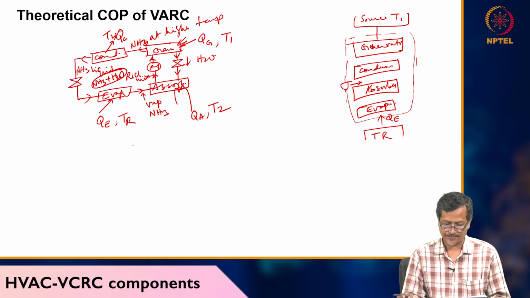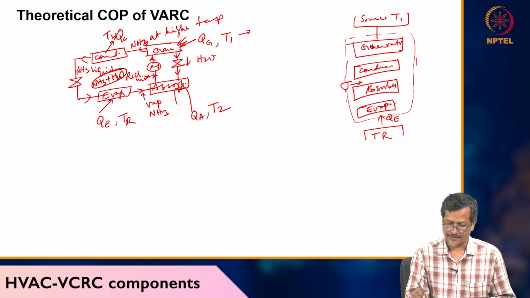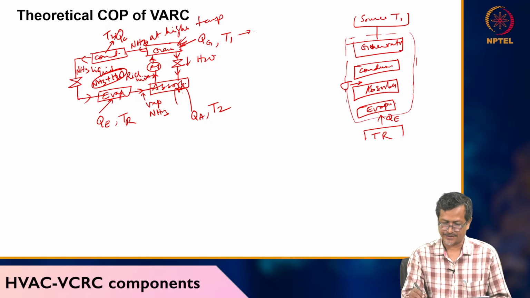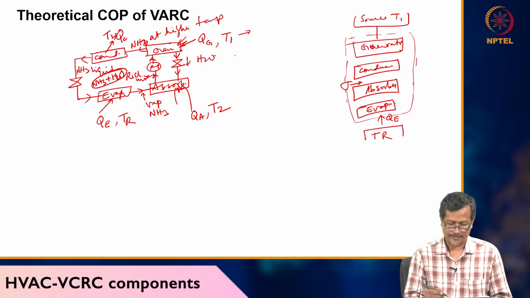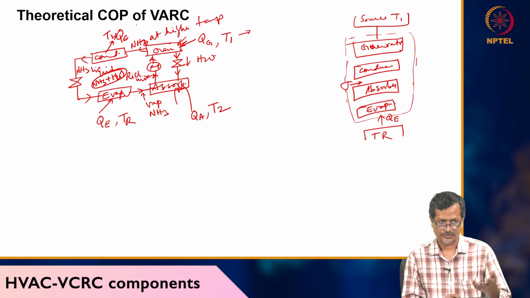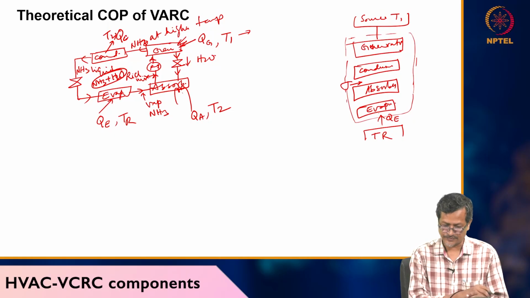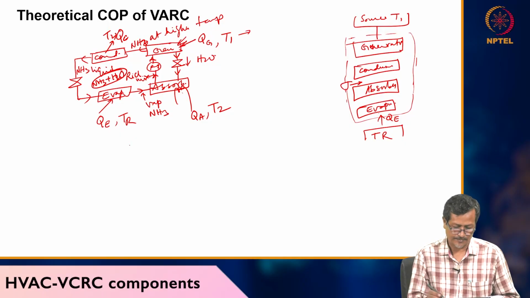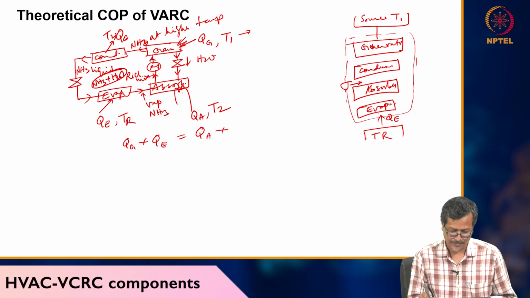So heat Qg is absorbed from source T1 by the generator, and QE is absorbed by the evaporator from TR. Heat QA and QC are rejected, QA at the absorber and QC at the condenser. So the absorber and condenser are rejecting, but heat is getting absorbed in the generator and evaporator. Now the heat balance: Qg plus QE, heat absorbed, equals QA plus QC.